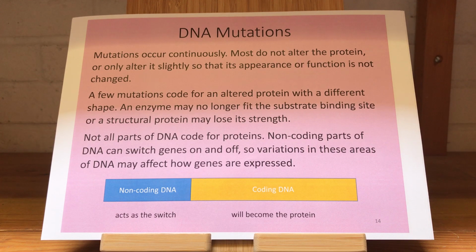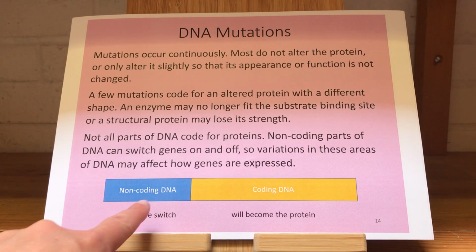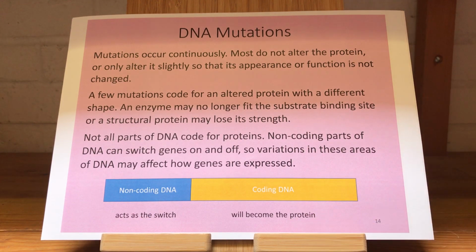So basically, if we have a look at this picture at the bottom, we have a section of DNA, we've got a gene there. We've got a non-coding part of DNA and we have a coding part of the DNA. The coding part of the DNA dictates what the protein is going to look like. If there is a mutation in the coding part, then it could be that that enzyme no longer fits into the active site, is no longer appropriate for the substrate to fit. Okay, so the lock and key theory is not able to work.